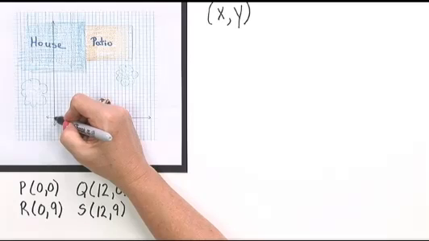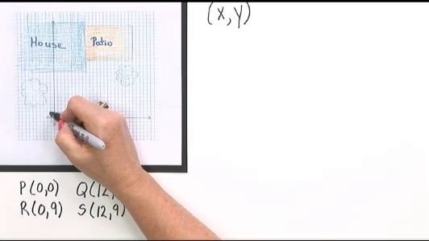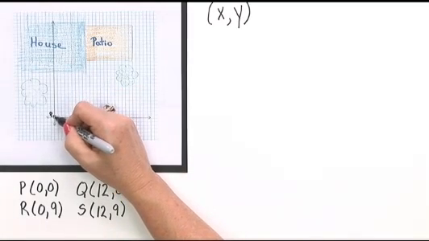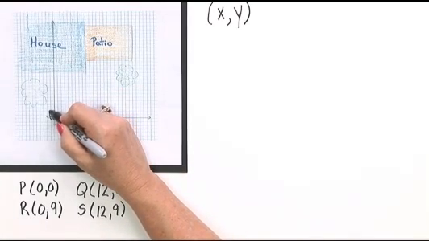The point P with coordinates 0, 0 is at the origin, so I'll just put point P right here. Okay, let me make that P just a little bit bigger so I can see it.